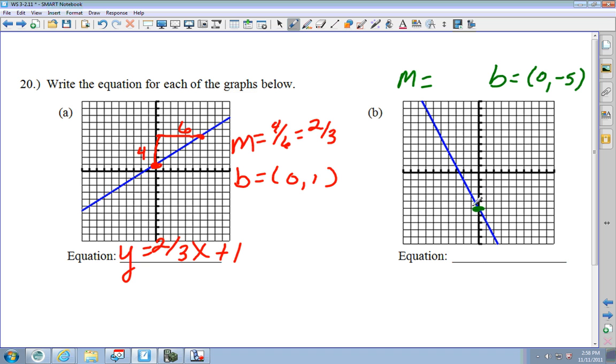My slope, I know it's going to be negative. It's going down. Let's see. Oh, it crosses nicely right here. 1, 2, 3, 4 over 2, down 4 over 2. Negative 4 over 2 reduces to negative 2. Y equals negative 2x minus 5.